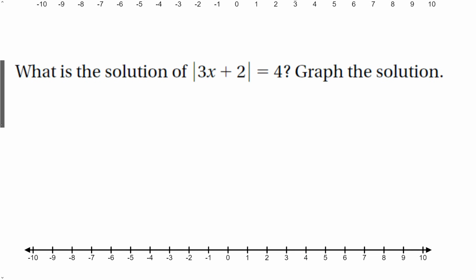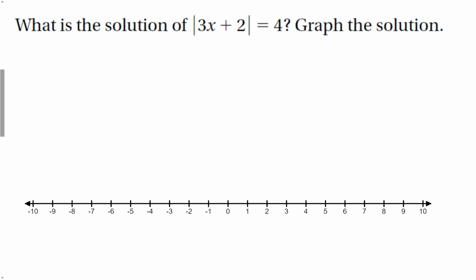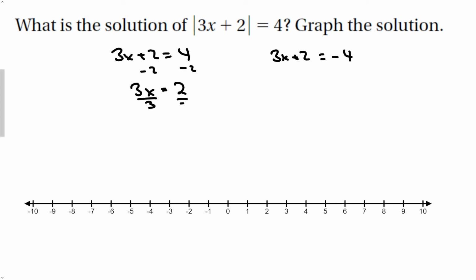Let's try the next one, the guided problem. Again, we separate this into two separate equations, one of them with positive 4, and the second one with its opposite, negative 4. We're saying the thing inside the absolute value, 3x plus 2, could be positive 4 or negative 4 for this equation to work. By getting rid of the absolute value signs, we have to consider both cases. Subtract 2 from both sides, and we get a fraction, which is okay.